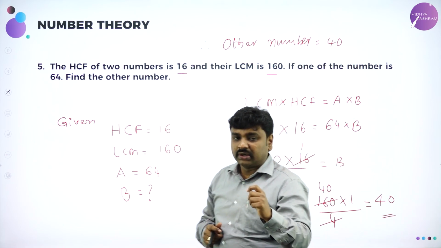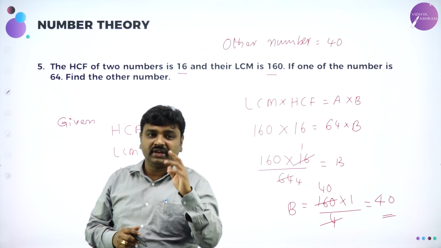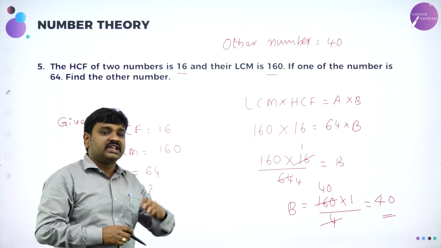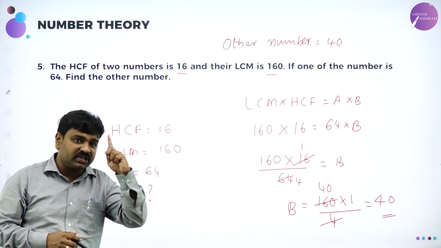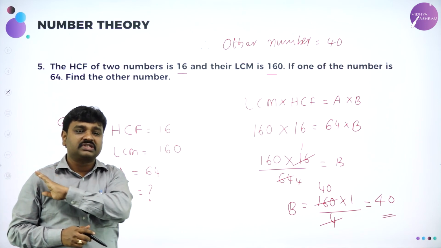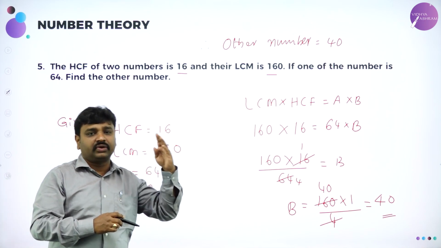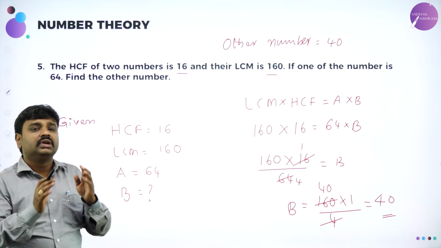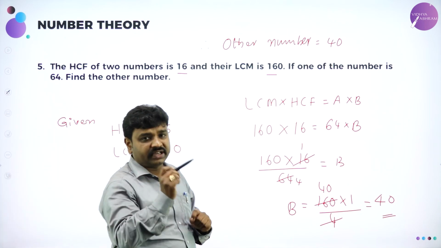Then I taught you numericals, word problems, and we learned a relation. What is the relation between HCF and LCM? LCM into HCF is always equal to the product of two numbers. If A and B are the numbers, then HCF into LCM is equal to A into B. So these are the important things we have discussed in today's session.